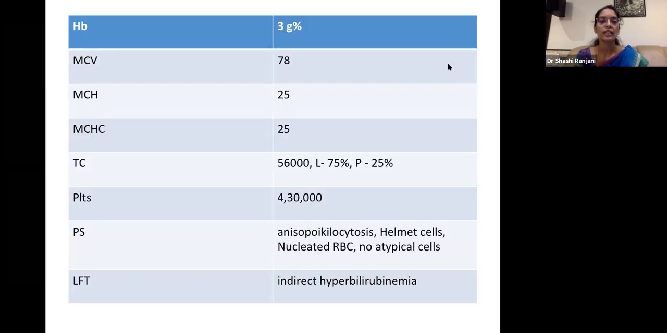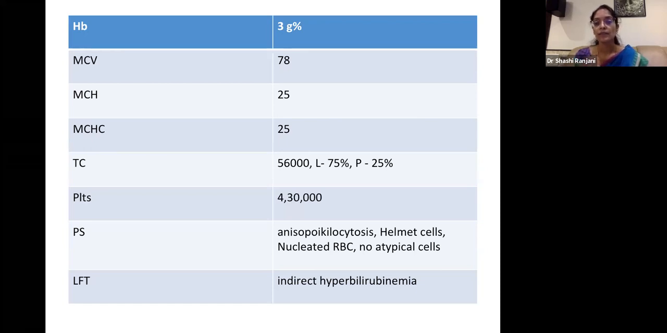So you can see his hemoglobin was only 3, and his indices were a little on the lower side, but his total count was 56,000 with lymphocytic predominance, and platelets were normal. So anemia and high total count with lymphocytic predominance, hepatosplenomegaly, could this be leukemia? The first thing that comes to our mind is, could this be leukemia? It could be leukemia, but before that, we'll have to go into more detail.